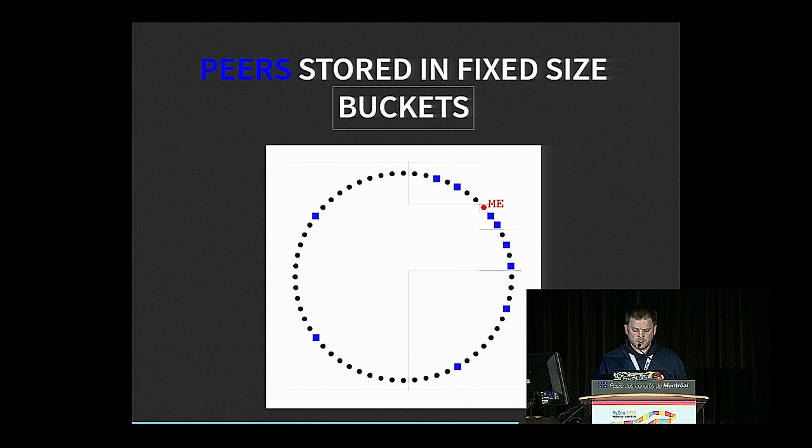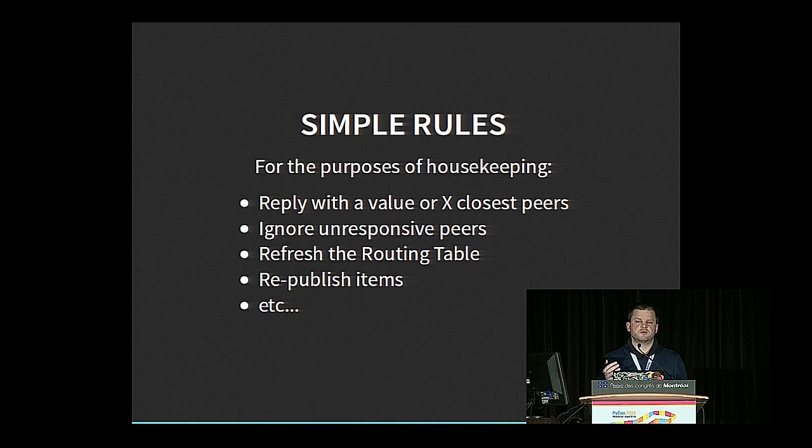And the routing table splits up the clock face of nodes into buckets, and buckets contain the same number of peers. So in this simplified example, there are only two peers in each bucket. But buckets cover a smaller range the closer to the local node that they are. So I'm at about 1:30 there, and as you can see, the buckets get smaller in range as you get closer to me. Therefore, the local node knows more about closer nodes. And just so that you know, each node behaves according to some very simple rules to react to the messages that it gets. It doesn't really matter what those rules are for this talk.